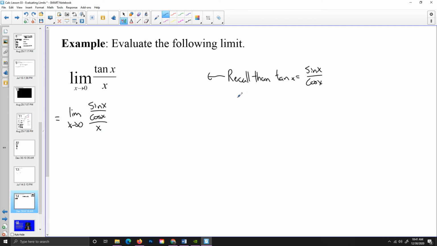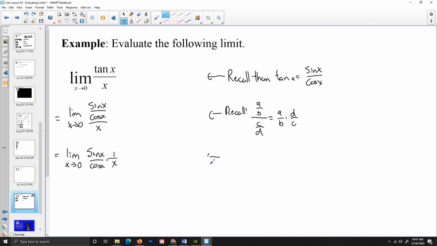And then I'm going to ask you to recall that when you divide a fraction, if I go a over b divided by c over d, that's going to be equal to a over b times d over c. So you take the reciprocal of the denominator and then multiply. So again, I haven't evaluated the limit yet, I have to write it. But I can rewrite this as the sine of x over the cosine of x times 1 over x.